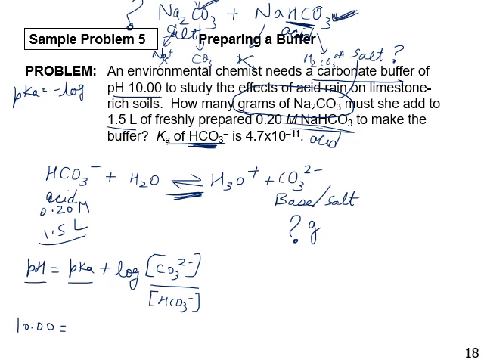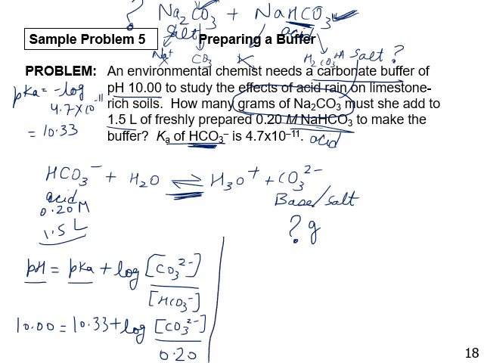pKa will be negative log of 4.7 times 10 raised to the power minus 11, which will give you a pKa of 10.33. So 10.33 plus log of carbonate ion, which I don't know, I need to find it, over bicarbonate, that is given to you. The concentration that we need for it is 0.20. So you plug this in, and from here you can solve for carbonate ion.